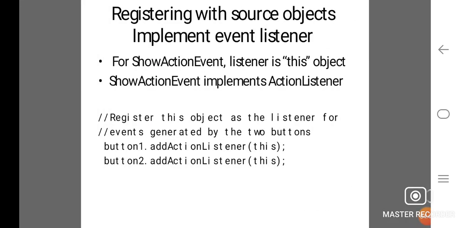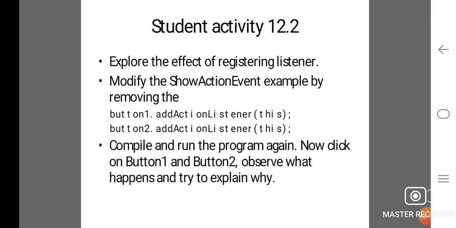Registering with source objects, implement event listener. For ShowActionEvent, the listener is this object. So ShowActionEvent implements ActionListener. Register this object as the listener for events generated by the two buttons: button1.addActionListener(this), button2.addActionListener(this).